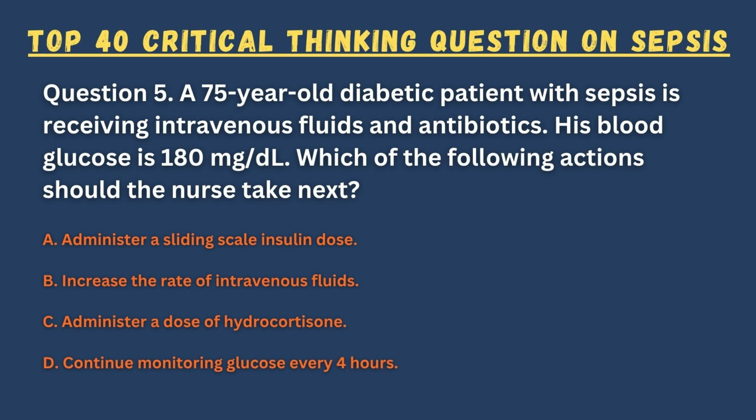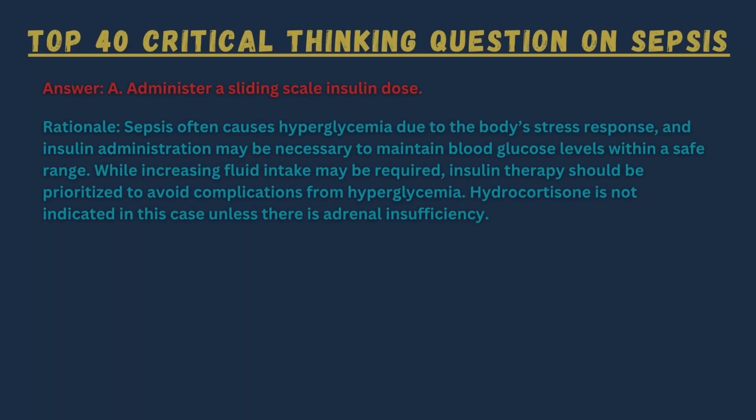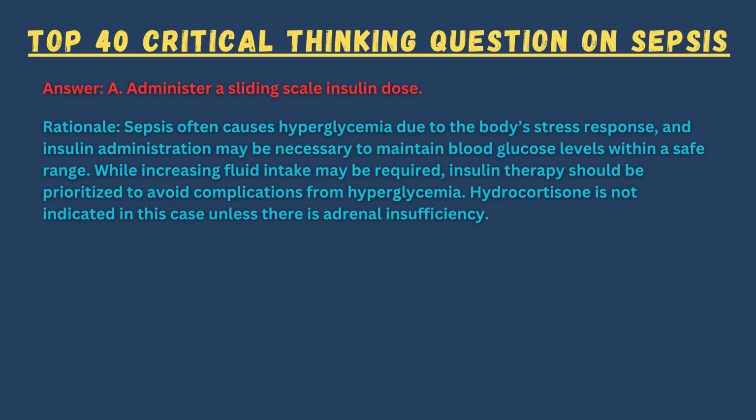A. Administer a sliding scale insulin dose. B. Increase the rate of intravenous fluids. C. Administer a dose of hydrocortisone. D. Continue monitoring glucose every 4 hours. Answer. A. Administer a sliding scale insulin dose.